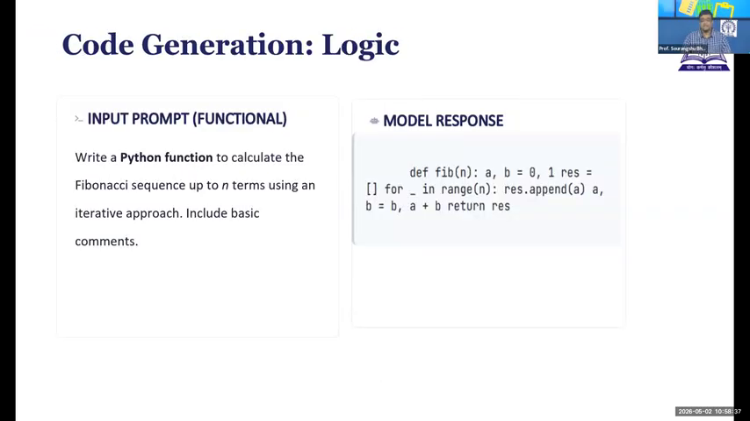Then there are things which have come up much more in the past maybe one year or so. You can do, for example, code generation. You can say, write a Python function to calculate a Fibonacci sequence up to n terms using an iterative approach, and include basic comments. The model may respond something like this. Here it has not actually included comments, but it has responded with the code.